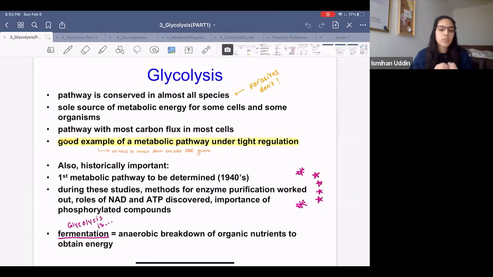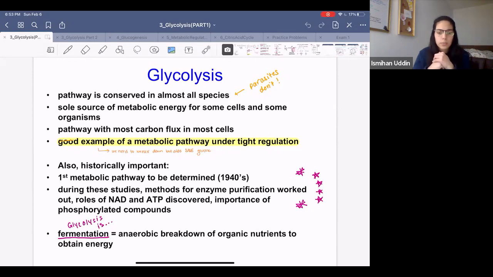It happens in almost all species except parasites. So it does not happen in parasites. It is the sole source of metabolic energy for some cells and some organisms, typically smaller ones. It is the pathway with the most carbon flux in most cells. It's a good example of a metabolic pathway under tight regulation. Glycolysis is under very tight regulation, and we'll get to that later. But I know that there are a lot of negative feedback pathways later on that inhibit it from proceeding, because you don't want too much energy in the glucose instead of being consistently used, because you want to be able to store it in the form of glycogen.